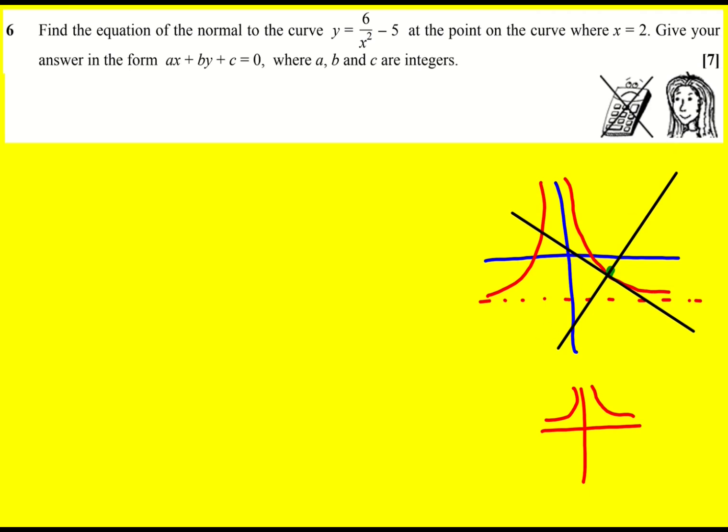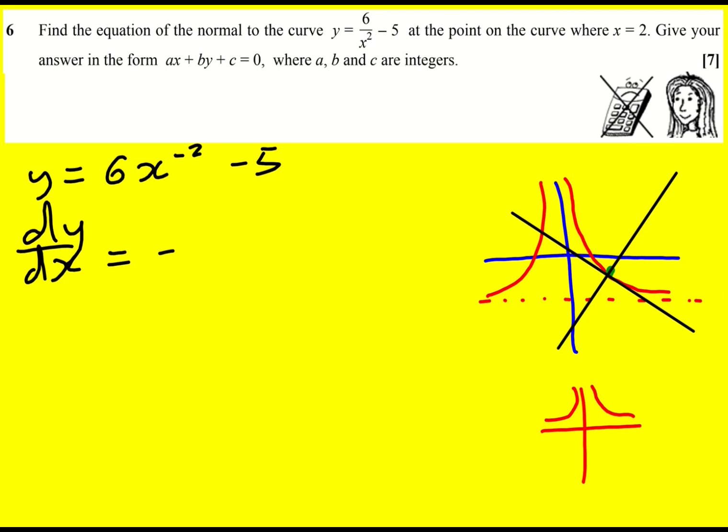How do we do that? Well, first of all, we're going to need to know the gradient of the function, or should I say the instantaneous gradient? I can write it as 6x to the minus 2 minus 5. Then to get the gradient function, I can differentiate. So it's going to become minus 12x to the minus 3, or minus 12 over x cubed.